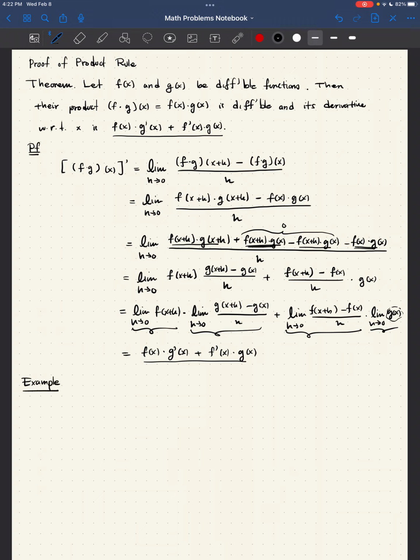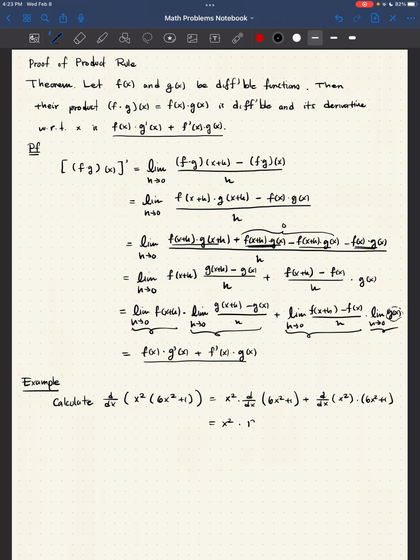Right? So let's calculate the derivative with respect to x of the expression x squared times 6x squared plus 1. Well, based on the observations that we have done here, we have that this is x squared times the derivative with respect to x of 6x squared plus 1, plus the derivative with respect to x of x squared times 6x squared plus 1.